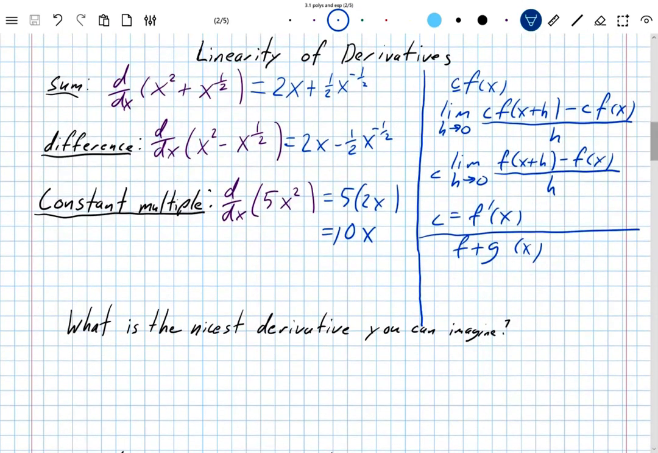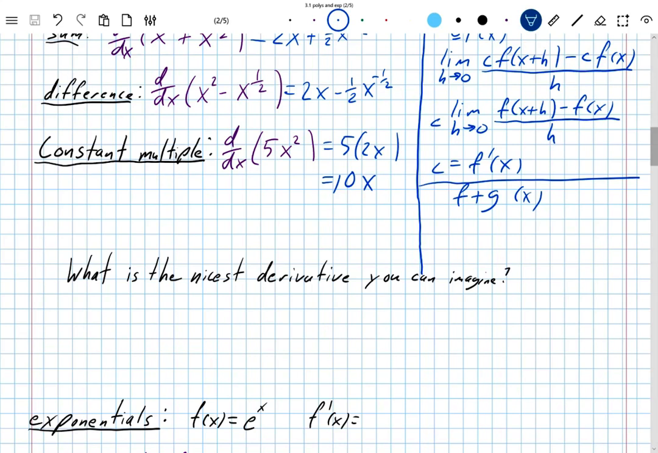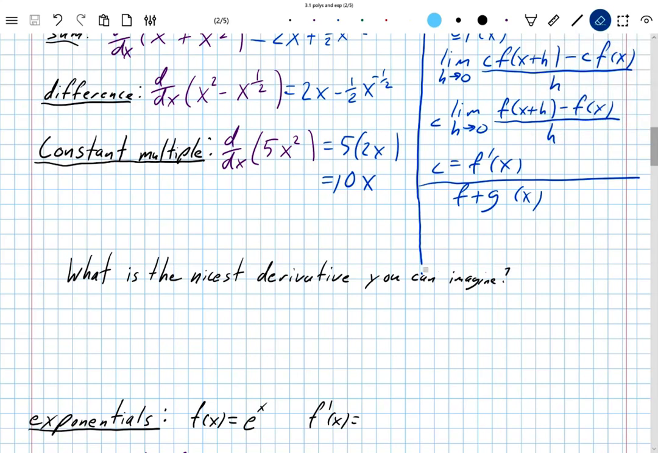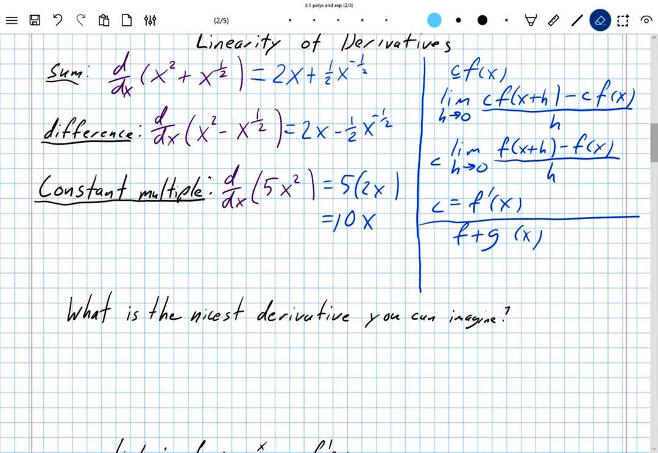Okay, next up, while we're talking about how nice this derivative function is, it's worth asking yourself, what is the nicest derivative I could possibly think of? What is the nicest function or behavior I could ever want? And usually at this point, people will say something like a constant, right? If I take the derivative of a constant, I get 0, and that is definitely nice. Or they might even say, hey, if I take the derivative of x, I get 1, and that is also definitely nice.